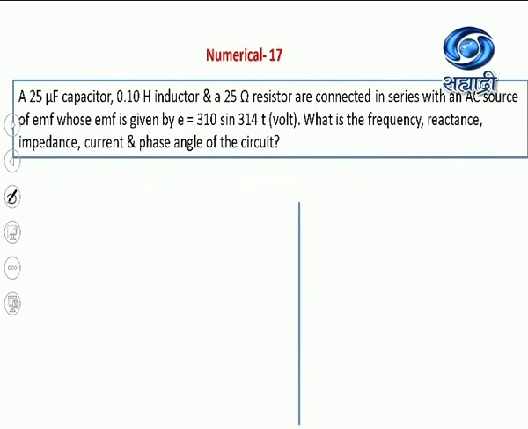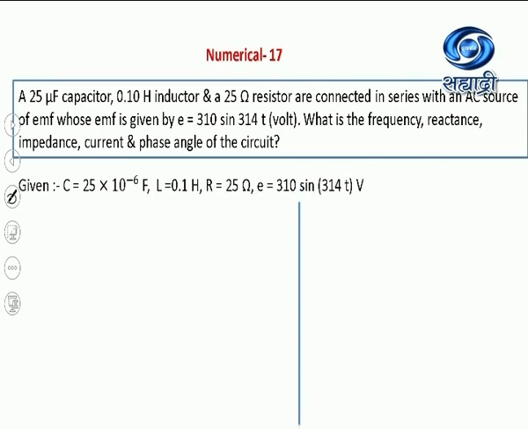Next is numerical 17. A 25 microfarad capacitor, so C is 25 microfarad, a 0.1 Henry inductor, so L is 0.1, and a 25 ohm resistor, R is equal to 25 ohm, are connected in series with an AC source whose EMF is given by E is equal to 310 sine of 314 t volt. What is the frequency, reactance, impedance, current and phase angle of the circuit?